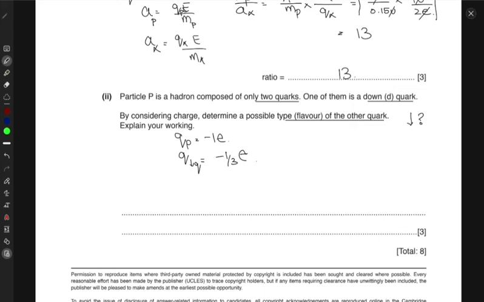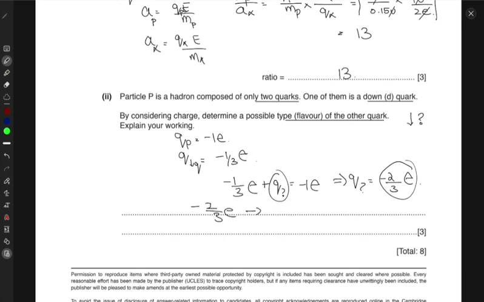So, what do I add to this minus 1 by 3 e, plus another charge of the quark that is unknown, for the total charge to be minus 1e? The value I get for this charge is minus 2 by 3 e. Minus 2 by 3 e corresponds to an anti-up quark. Anti-up quark.